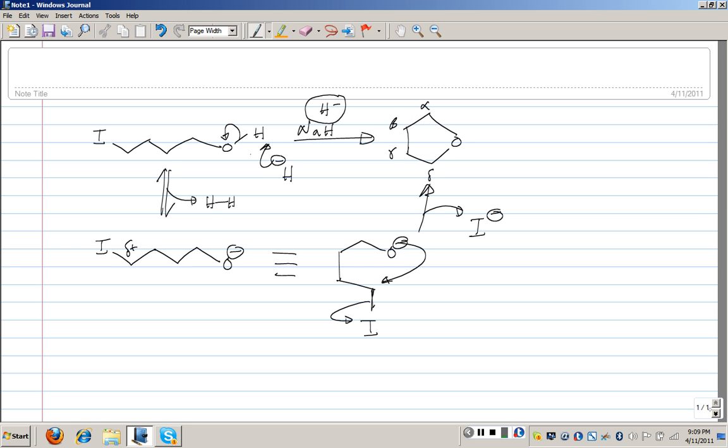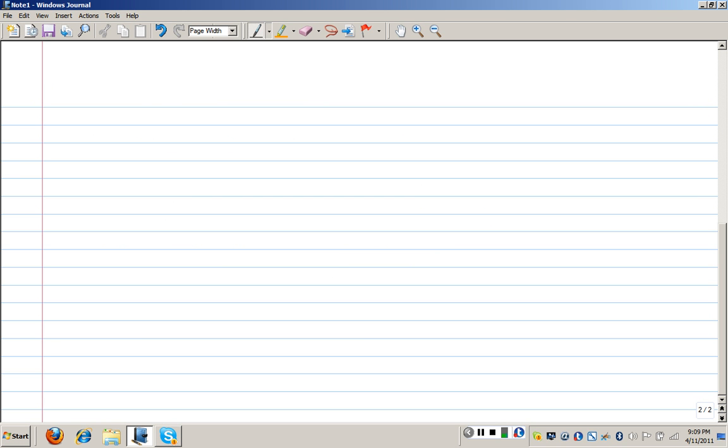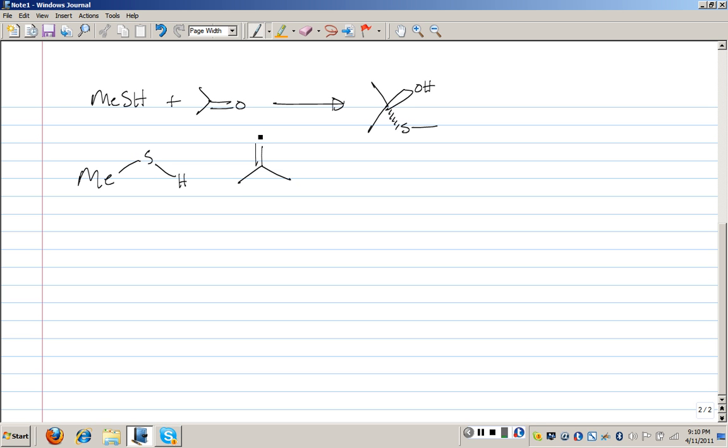Okay, so let's try another one. Let's try, for example, the reaction between methane thiol and, say, acetone. And that's going to give rise to this compound. Okay, and we want to draw a curved arrow mechanism for that reaction. Well, if I look at methane thiol, I can say, what are my nucleophiles and electrophiles in that molecule? And what are the nucleophiles and electrophiles in the ketone?